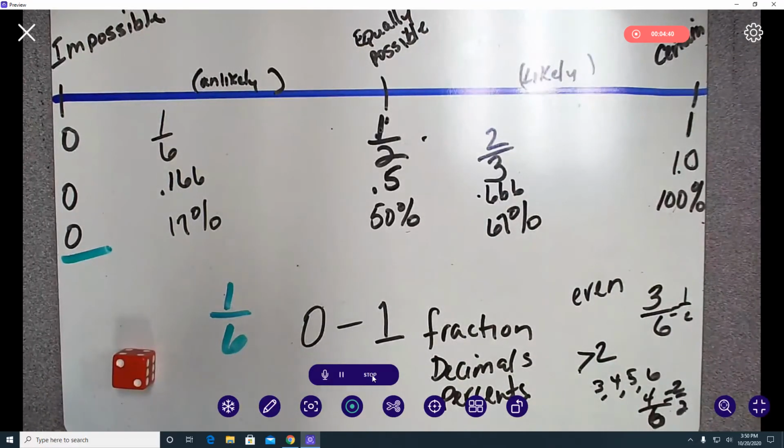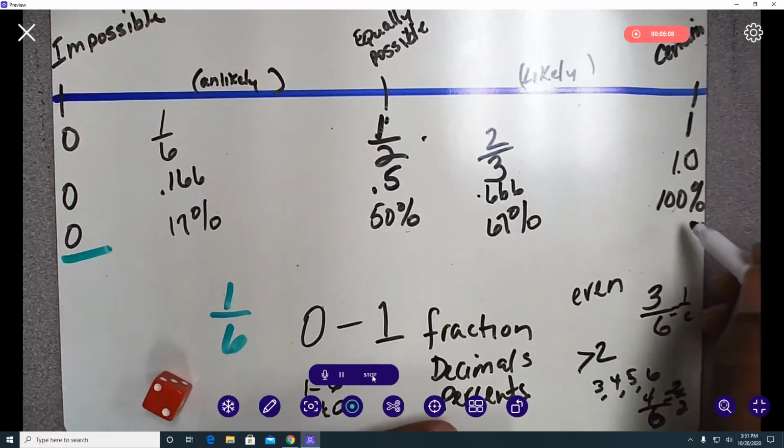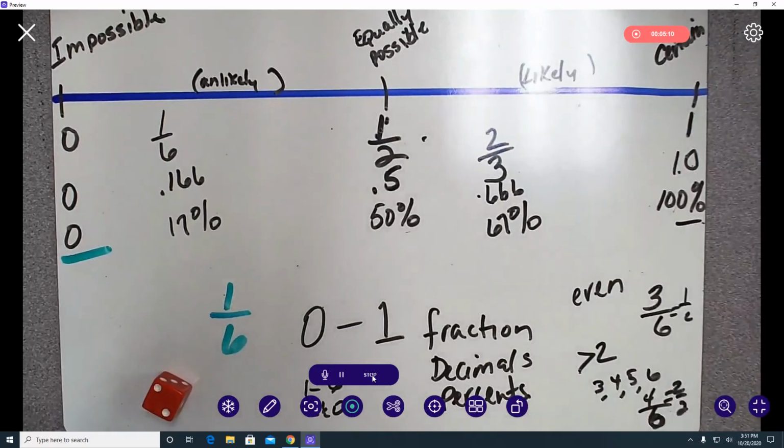Then, if we want to know something that's for certain, at 100%, we could say that we would roll a number 1 through 6, or an even or odd number. It is for certain that we would roll an even or an odd number. It is for certain that we would roll a number 1 through 6. So that means that this would be 100%.